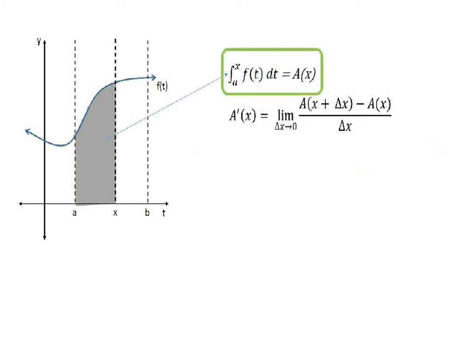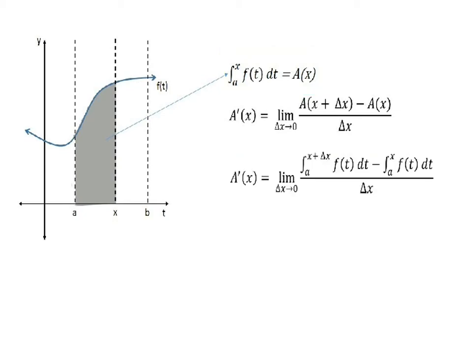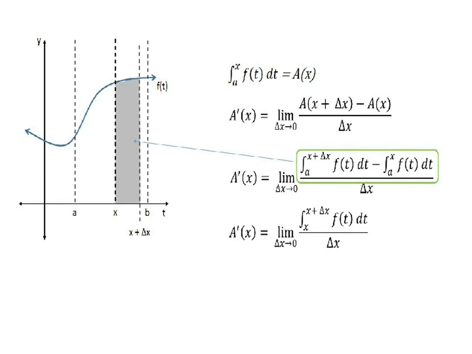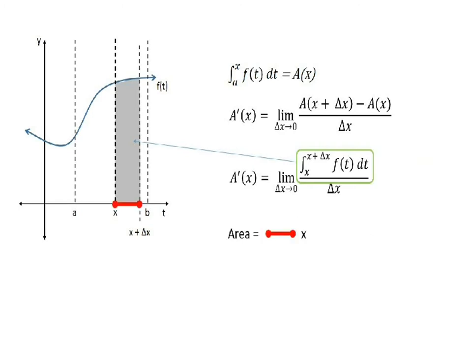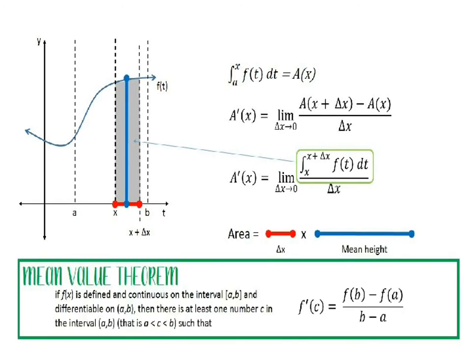Continuing on, A(x) is equal to this integral, so we can substitute it, leading to this. Let's graph this. Let's say this is x plus delta x. This definite integral is just equal to this area, and the other definite integral is equal to this area. So their difference is this area. We can calculate this area by multiplying base times height. The base is delta x, and the height is some mean height. This was done in accordance with the mean value theorem. Oh my gosh, I said so many "this."